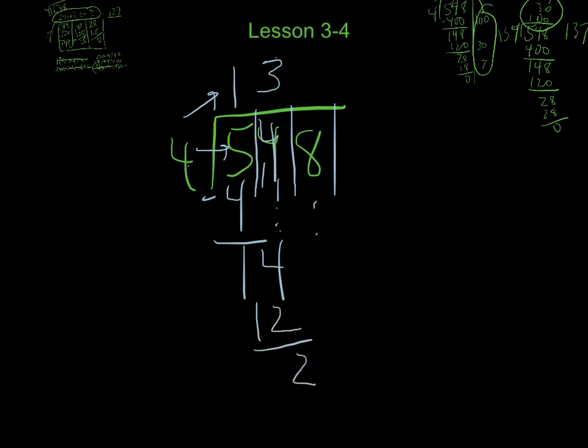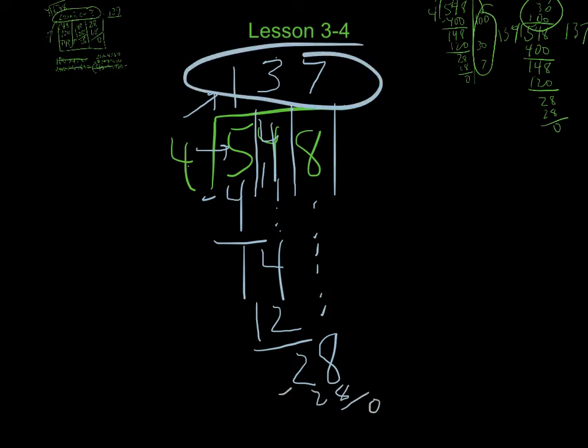Subtract again, and then the 8 falls down to hook on the other side of the 2. So 4 can go into 28 7 times. Take 28, you subtract it, you get 0, and your answer is 137.